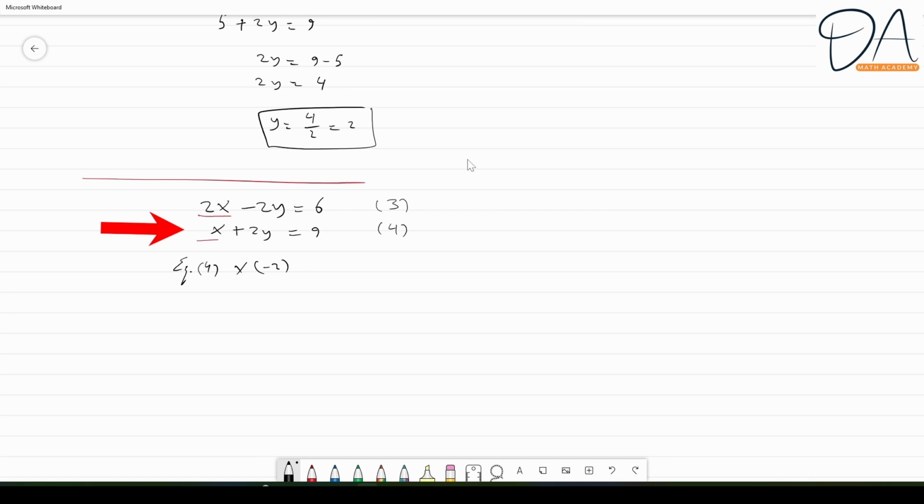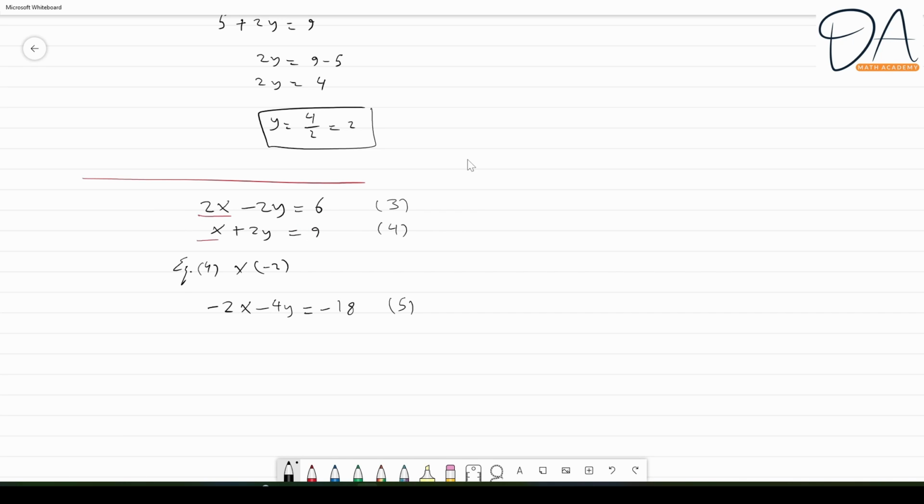And then what we'll get is the following. Minus 2 times x gives you minus 2x, plus 2y times minus 2 will make it minus 4y, equal to, you have 9 here, multiplied by minus 2, that gives you minus 18. So we'll call this equation 5.